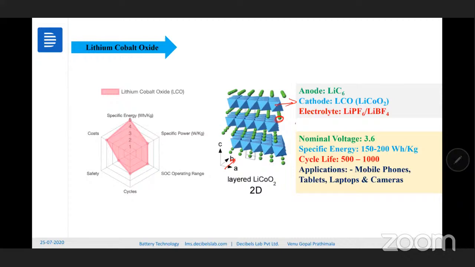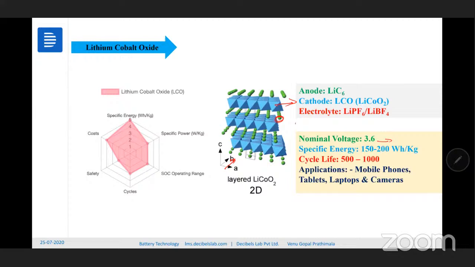So as I told you, the cathode is lithium cobalt oxide, the anode is lithium carbide, and the electrolyte is LiPF6 or lithium borofluoride. This particular cell has a nominal voltage of 3.6 and a specific energy in the range of 150 to 200 watt hour per kg. Cycle life is 500 to 1000. Applications: all mobile phones, tablets, laptops, or cameras. And as I told you, it has been used in the Boeing 787, and we have seen the accident that happened in the Boeing 787.